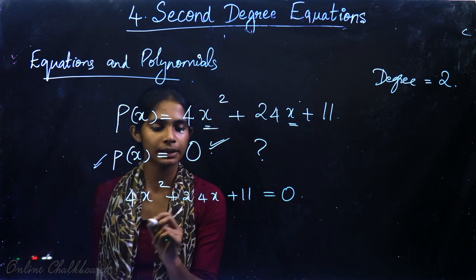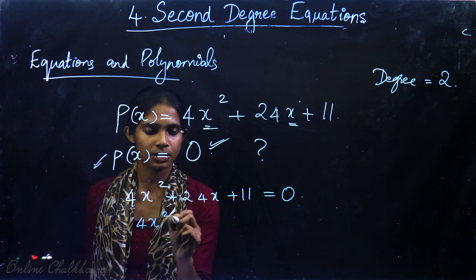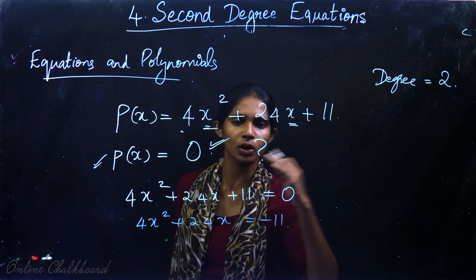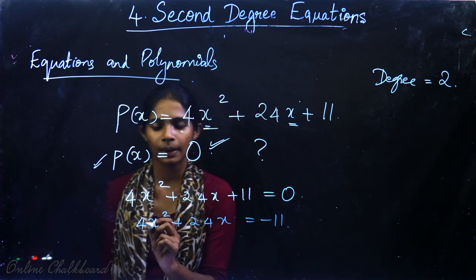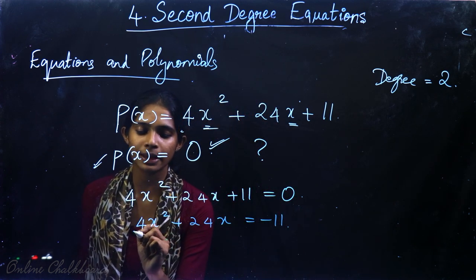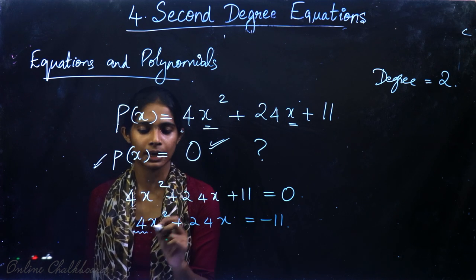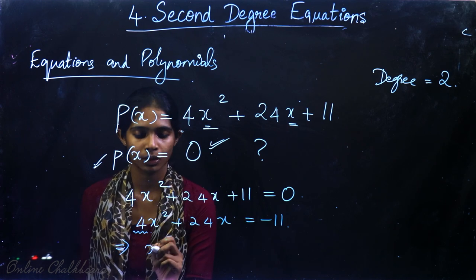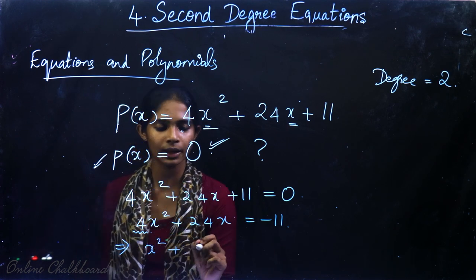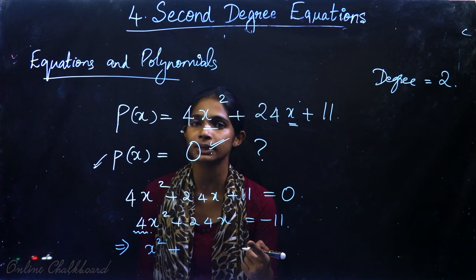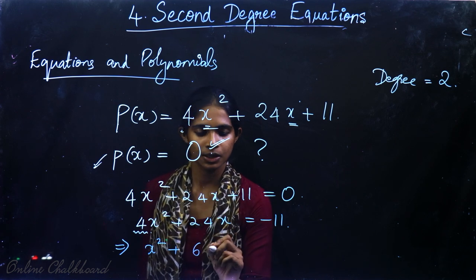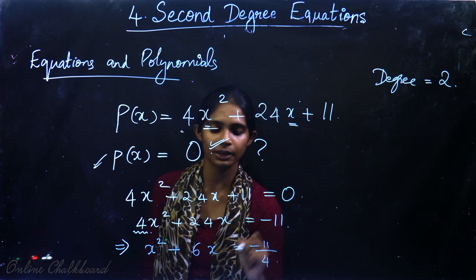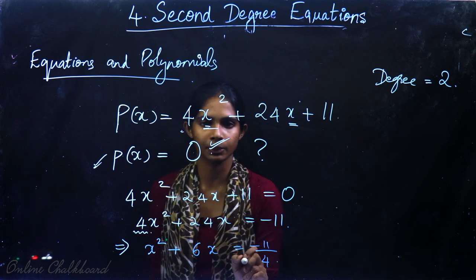So accordingly, what do we do? 4x square plus 24x is equal to minus 11. The constant is moved to the other side. We look at the coefficient of x square, which is 4, so next we divide by 4. The terms will become x square plus 24 divided by 4, which is 6, so 6x is equal to minus 11 divided by 4.